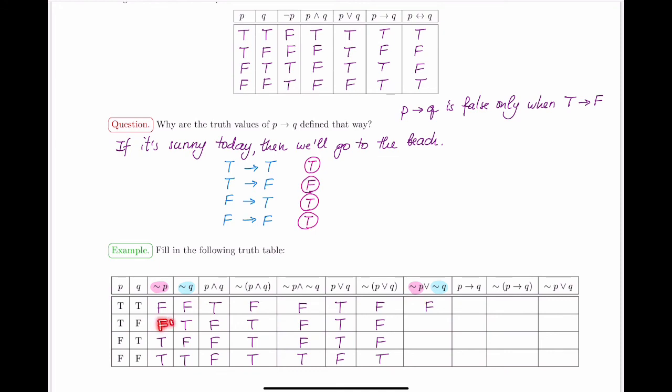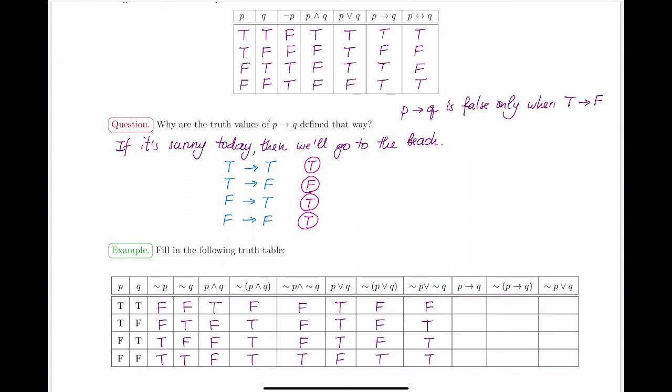Next, I have false or true. Well, one of them is true, so the entire statement is going to be true. I have true or false. Again, one of them is true, so I have true. And for the final one, I have true or true, which results in true. Okay? Again, pay close attention. I'm looking at the corresponding columns and connecting them with the prescribed operation.